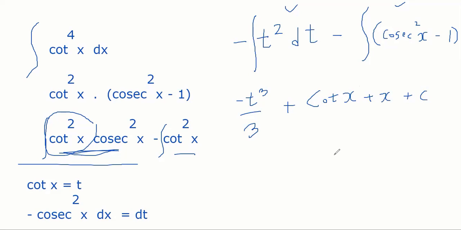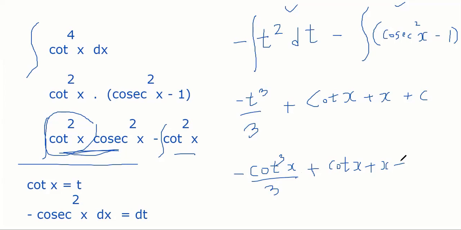You can substitute t now. t is nothing but cot x. Final answer is cot cube x by 3, minus, the 3 is below, plus cot x plus x plus c. Tell me, any confusion, any question? Okay? It's all about method.